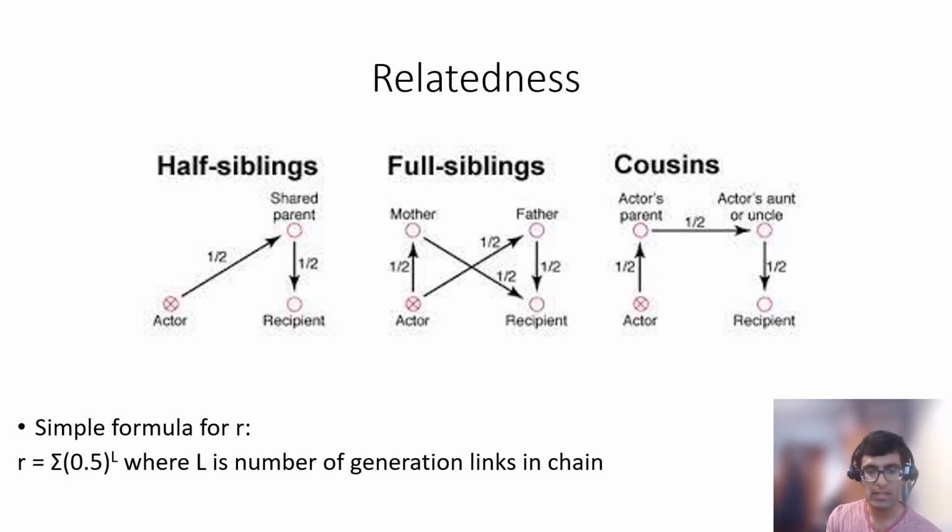This sum here says that needs to be done for every chain, and every chain needs to be added together. So if you take this full siblings example, there are 2 links in the chain via the father, so that's a half squared, which is a quarter, and there are 2 links in the chain via the mother, so that's a half squared again, which is again a quarter, and you take the sum for all of the possible chains between those individuals. For full siblings, there are 2 chains, one via the father, one via the mother, and therefore it's a quarter plus a quarter, which is a half.